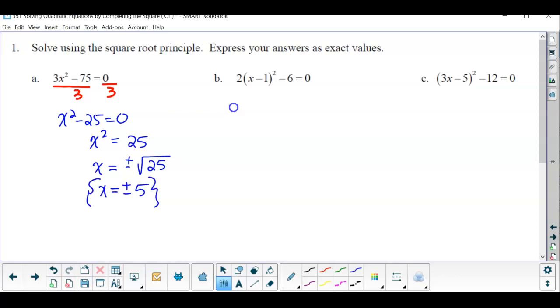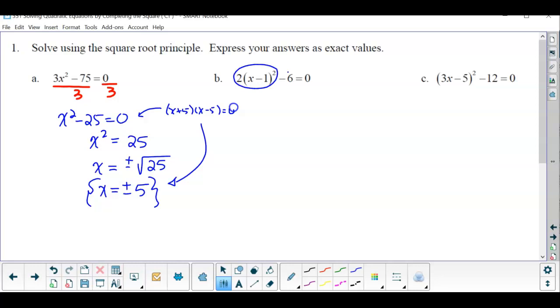Okay? Solving by factoring from here, we would have had x plus 5 times x minus 5, which gives you the same solutions, right? It's just another method. Square root principle means you're isolating the x squared term. Okay? So here, the term with x in it is this whole thing.